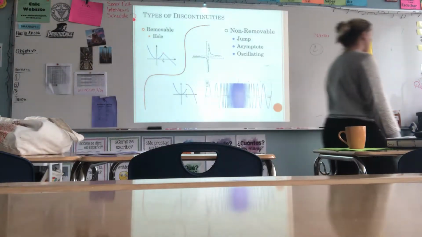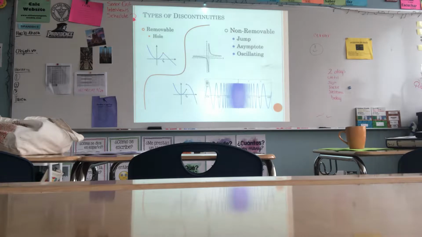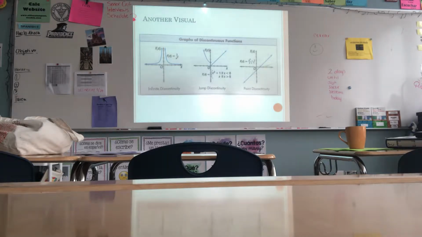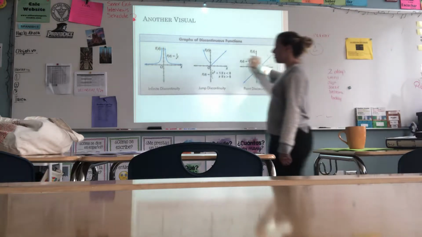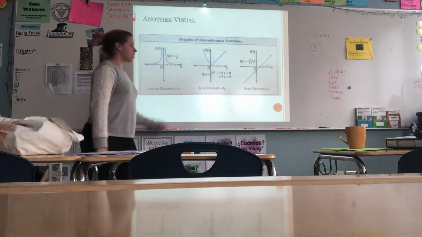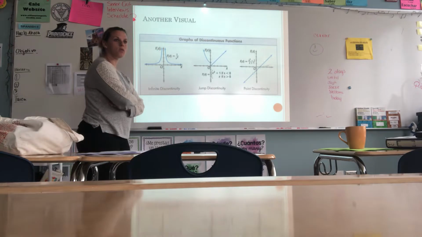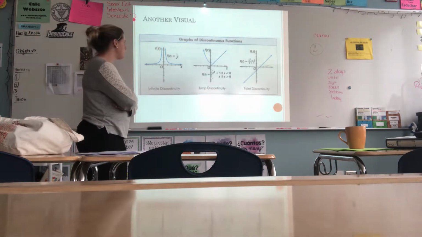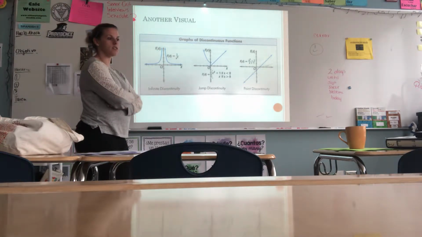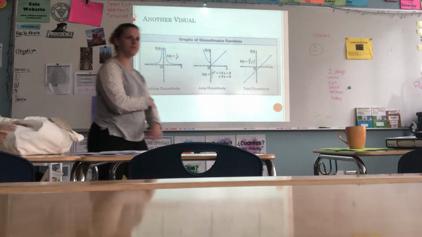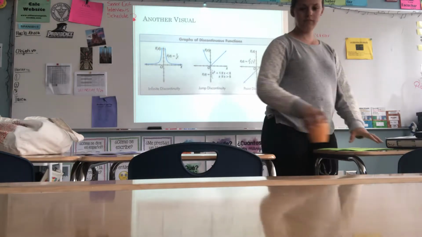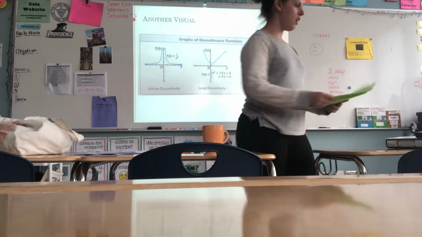So non-removable: jump and asymptote, and we won't talk about oscillating anymore. Here is another pretty image. Asymptotes can also be called infinite discontinuities because they go towards infinity. The y value goes towards infinity. Do you see how, are these pictures okay for you? Yep. Fabulous.